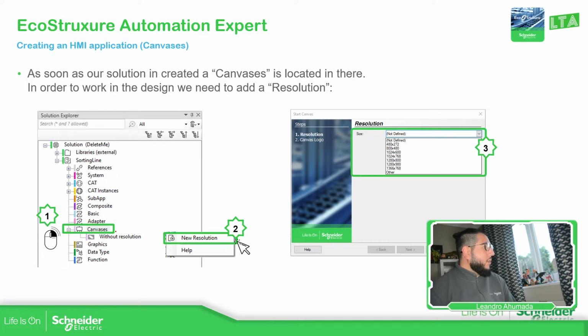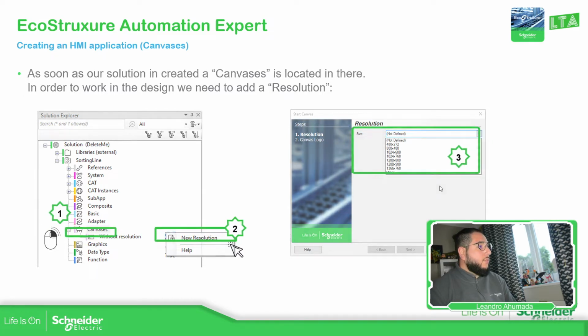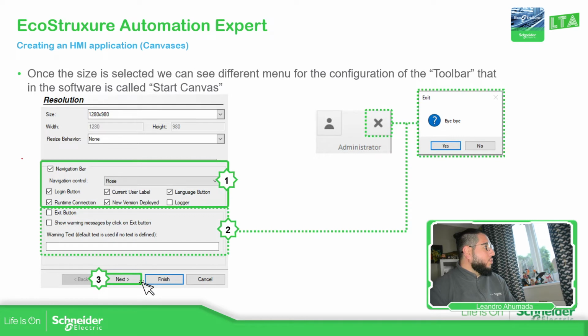So if we go to canvases, then select new resolution, we should be able to select the resolution for the HMI that we want. As soon as you select one of these resolutions, you should be able to see this view in the bottom. So the navigation bar in the top contains all the different screens or canvases that you have inside the resolution. Then we have the possibility to use a different navigation control.